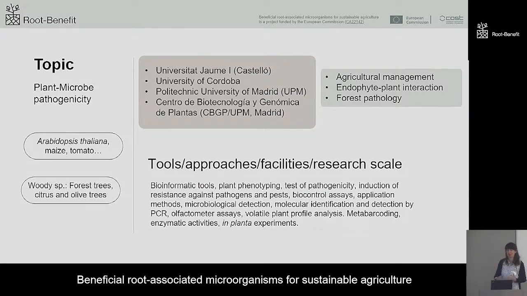And finally, the last representative topic will be plant-microbe pathogenicity. Sorry, so more about pathogens, right? So not so positive, let's say, interactions. But they are also working in different regions. Here, the most representative is the one in Madrid. And they work on, again, agricultural management and also more forest pathology and endophyte interactions.